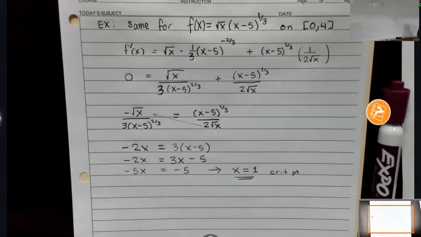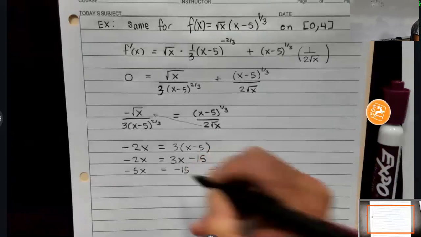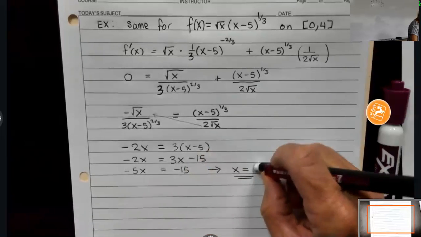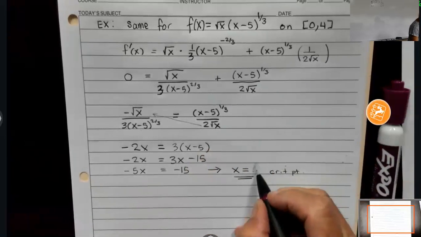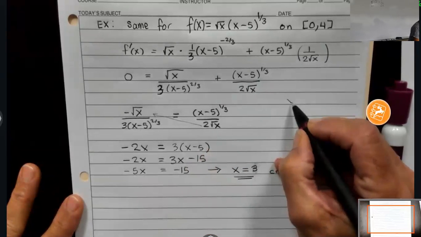It would be 15, wouldn't it? Right here, 3 times 5 is 15, so divide by 5 and I get 3. 3 is my only critical point. And 0 and 4 are automatically candidates, so the absolute max or min has to occur either at 0, 4, or at 3. So we're going to go up here and plug them in.